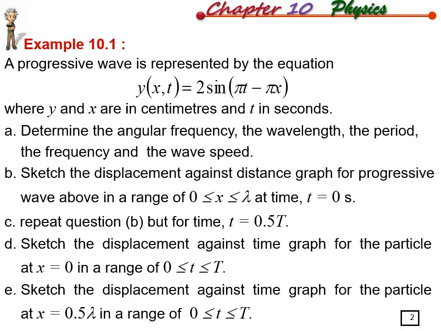Lambda is one complete oscillation, with time given as 0. For part C they want it repeated, but with time given as 0.5 period. Then sketch the displacement against time graph for the particle. This time x is given as 0 and the range is from 0 to capital T, where capital T is the period, also one complete oscillation. For part E, sketch the displacement against time graph for a particle where x is now given as 0.5 lambda. Let us look into the solution.